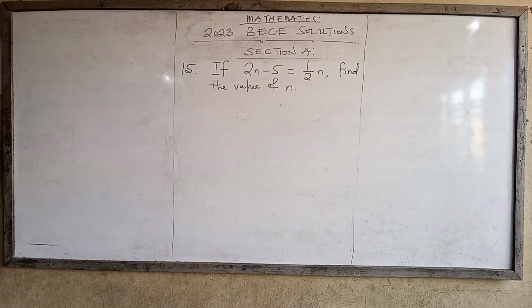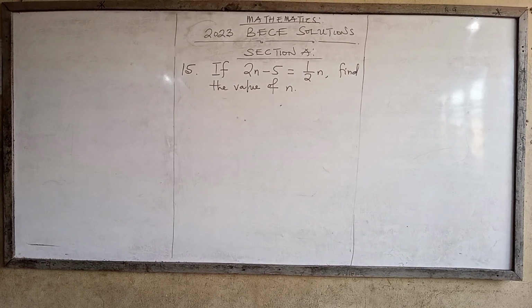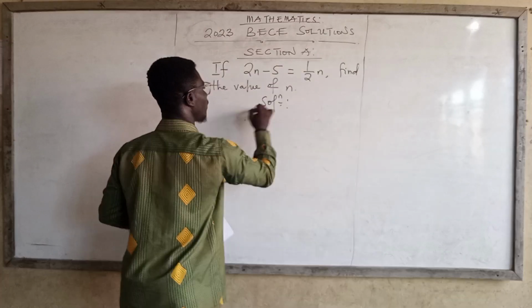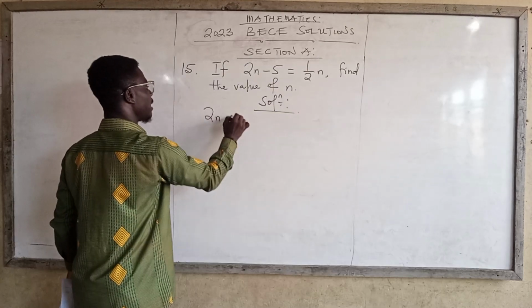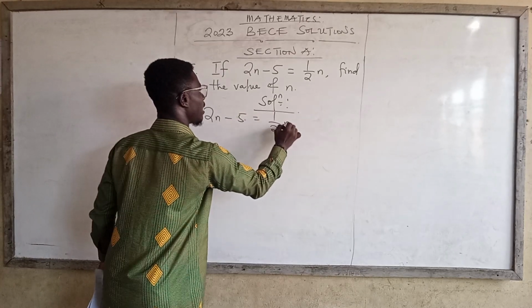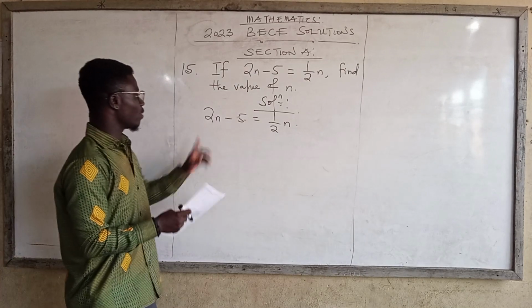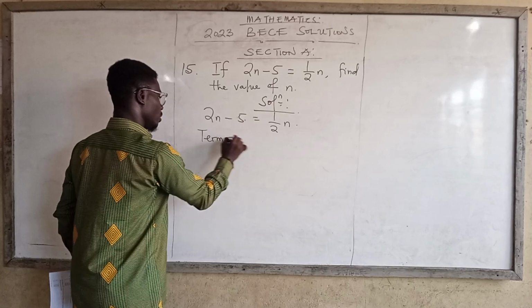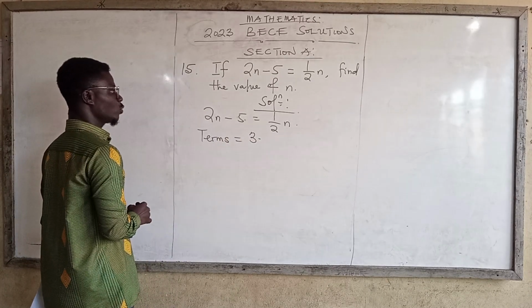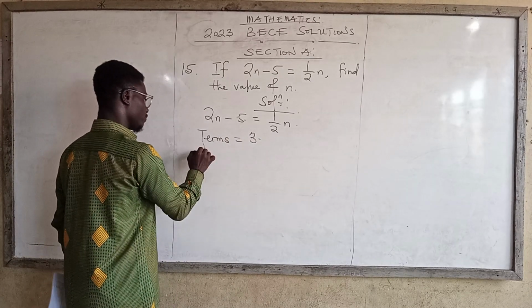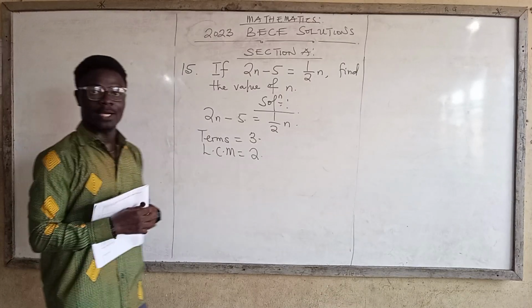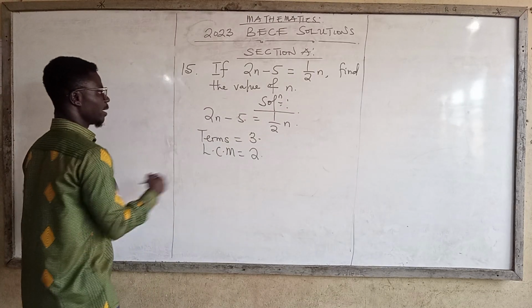Last question, question 15. If 2n minus 5 equals half n, find the value of n. So how best can we find the value of n? So I have 2n minus 5 equals half n. Now, how many terms here? 1, 2, 3. We have 3 terms. What will be our LCM? Our LCM is 2. So we use our LCM, which is 2, to multiply the terms.